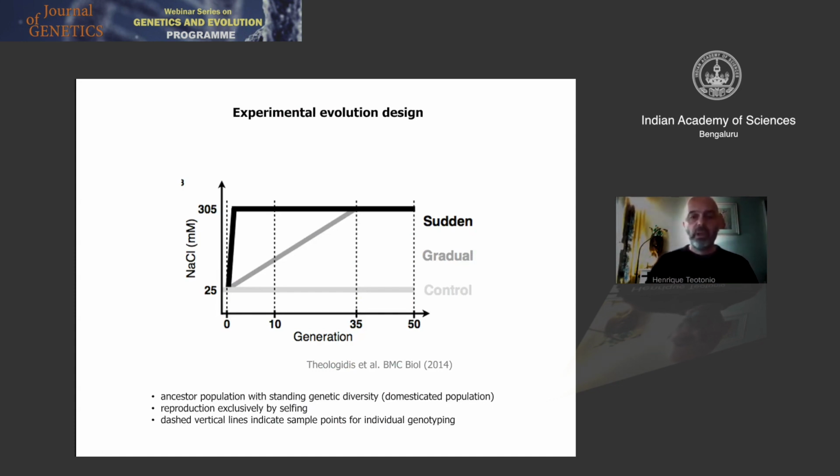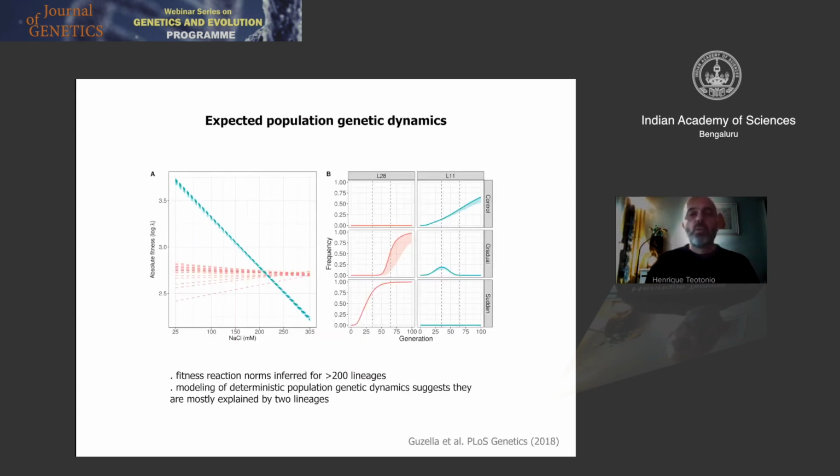to understand adaptation to a changing environment. And so we did these experiments, and the dashed vertical lines indicate the sample points for individual SNP genotyping, single nucleotide polymorphism, which we did at the whole genome level. And we developed a model based on the data during the experiment of these genotypes and fitness that we measured. We developed a model to infer the fitness reaction norms of standing genetic variation. We were able to identify more than 200 lineages, as well as predict the population genetic dynamics of all of these lineages given a given rate of environmental change.